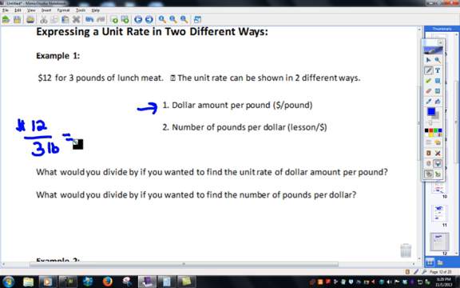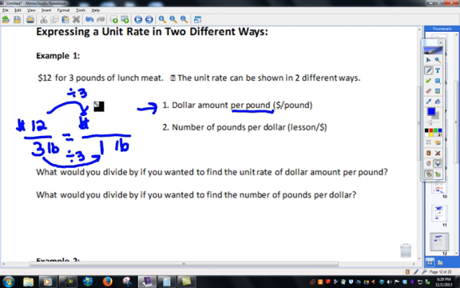I start with my units, just like that. Dollars, pounds. And I know that I want to figure out per pound, which means 1 pound. I know that I would go, okay, divide by 3. Divide by 3. That gives me $4 per pound. That's what it is, 4 per pound.